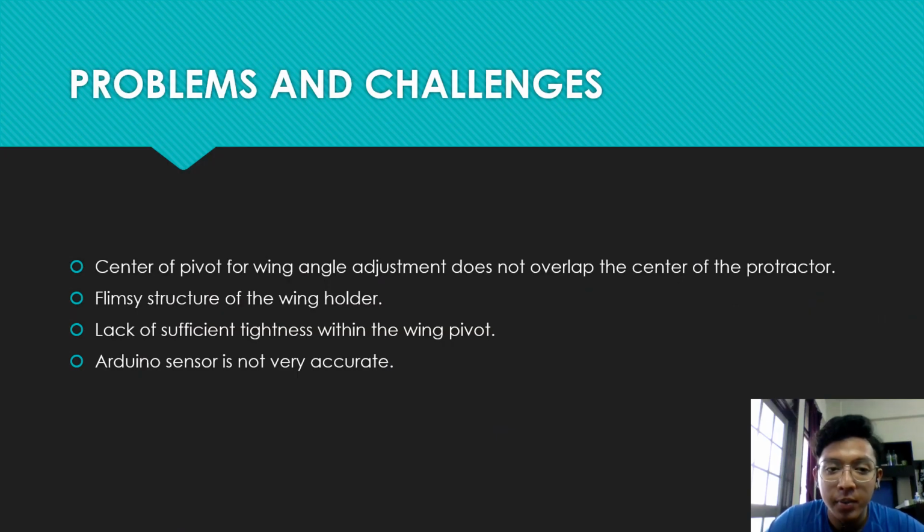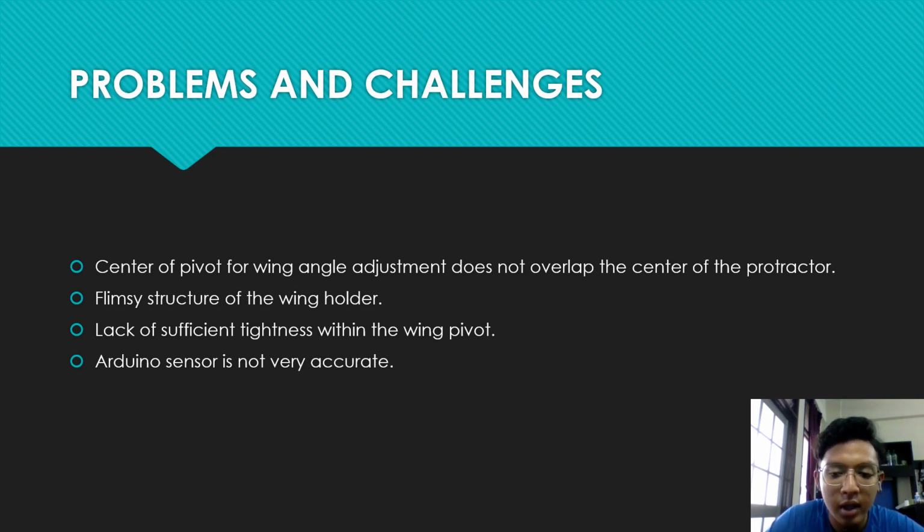Hello, my name is Hazim, and I'll be explaining about the problems and challenges faced during this experiment. As can be seen, there are four problems and challenges. I will explain the first one, which is regarding the pivot of the wing holder that is not overlapping the center of the protractor. Obviously this is wrong because if the center of the pivot is not aligned with the center of the protractor, it will give wrong angles.